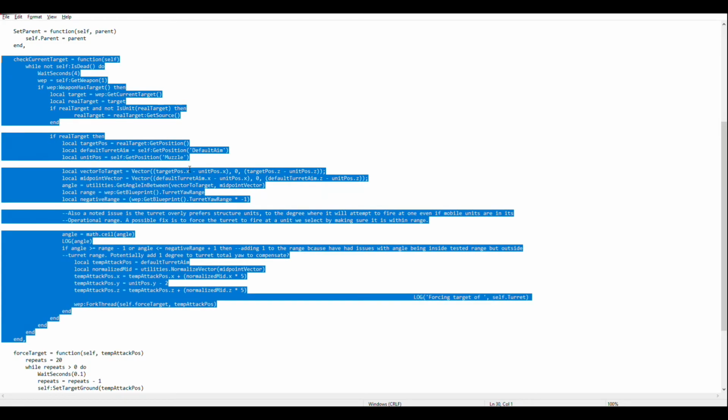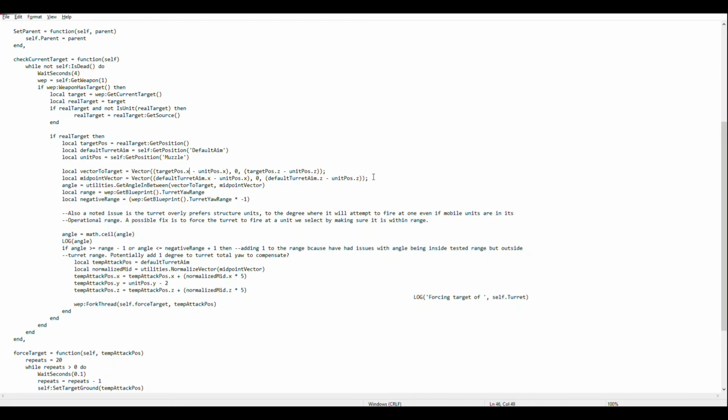In order to determine if I need to refresh its target, I'm using two vectors. I'm getting a vector from the turret to its default aim position using a bone that I have created in its model. This is one vector. A second vector is from the turret to its current target. What I then do is I get the angle between these two vectors. I get the yaw range of the turret, and then I round up the angle, because turret yaw doesn't have decimals, it's only integer.